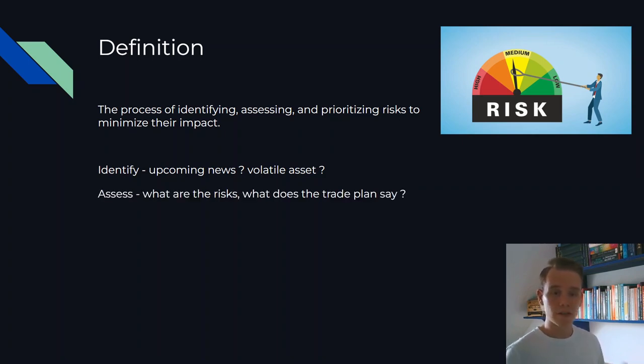Now, next up we have assess. So we need to assess what the risks are, and we can consult with our trade plan to see what it is that we should be doing and whether or not we're acting in alignment based on our plan. So what are the risks? Are we executing in some high volatility environments with upcoming news announcements? Are there some technical factors that are contributing and negatively confluencing the position that maybe increases the risk and lowers the probability of the trade playing out?